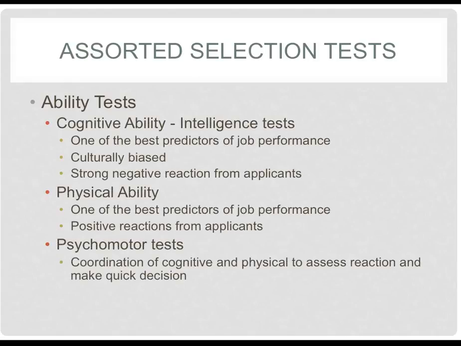So, other selection tests. Well, we've got a couple of different types of tests. Ability tests are broken down into things like cognitive ability tests, physical ability tests and psychomotor tests. And as you can see there, cognitive ability tests are really great predictors, but they tend to be more culturally biased. For example, they'll ask a question, cup and blank.